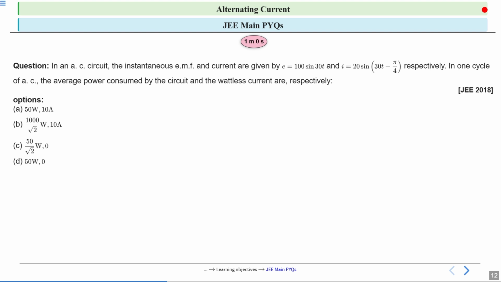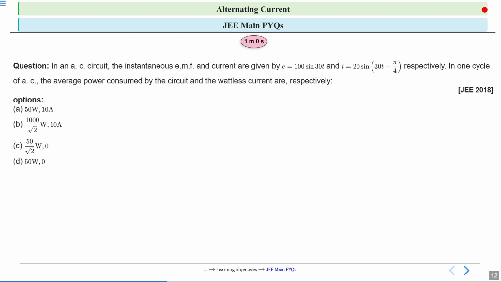So V equal to Vm sin omega t, or we can write E equal to Em. So voltage and EMF can be used interchangeably. Don't get confused, these are the same things. So E equal to 100 sin 30t and I equal to 20 sin (30t minus pi by 4). So you have to compare it to the standard forms for an LCR circuit.